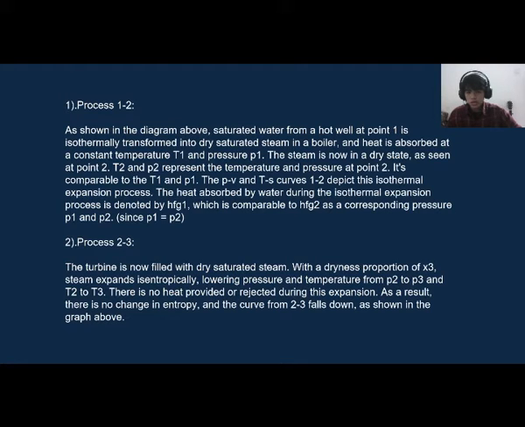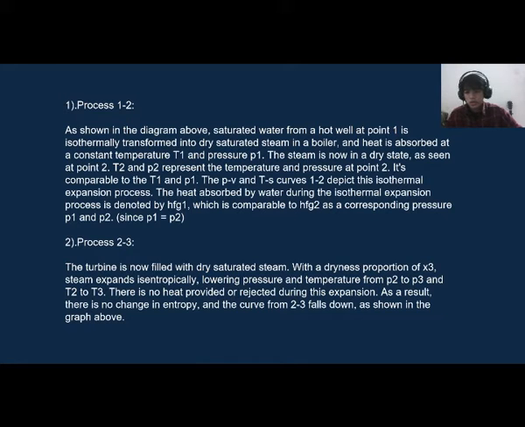The PV and TS curve 1-2 depict this isothermal expansion process. The heat absorbed by water during the isothermal expansion process is denoted by hfg1, which is comparable to hfg2 at the corresponding pressures P1 and P2, since P1 equals P2.